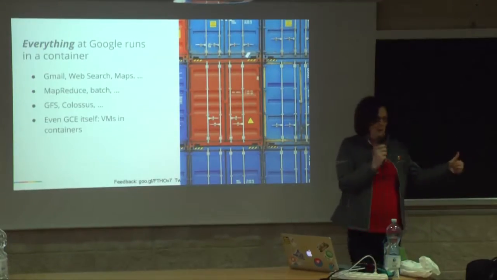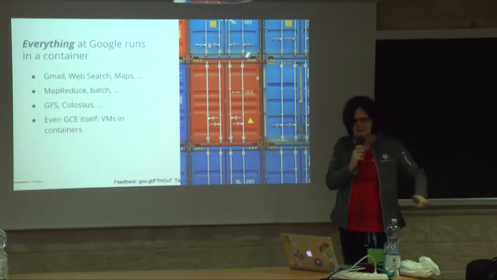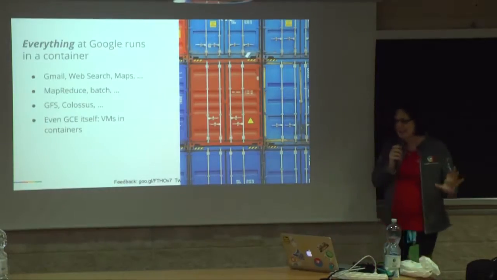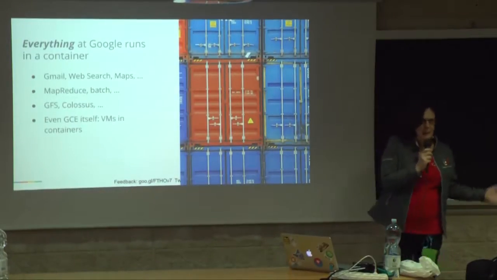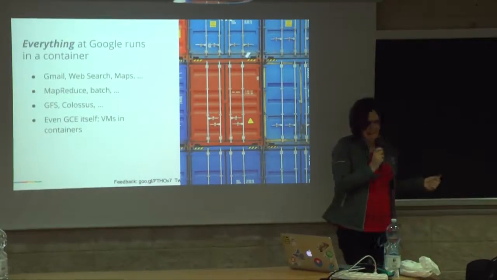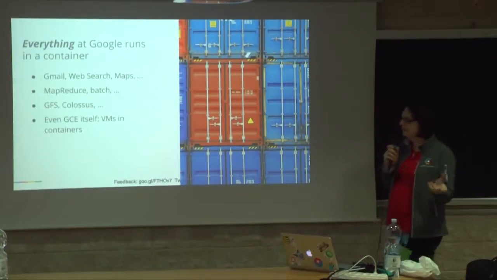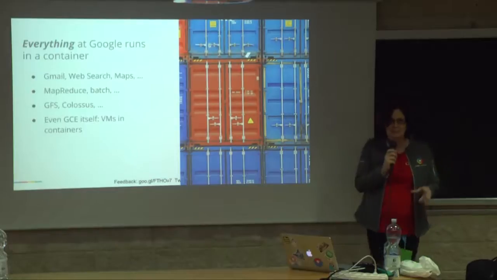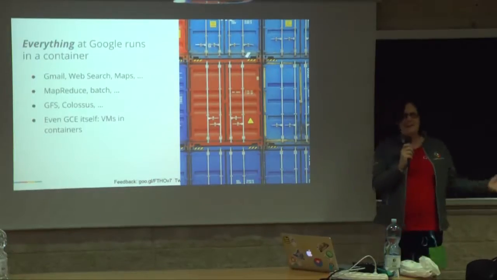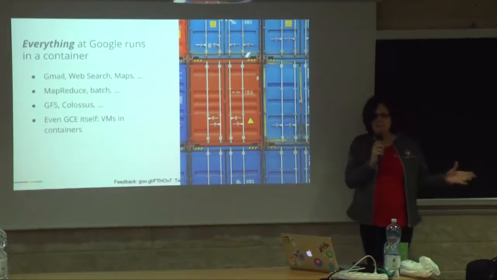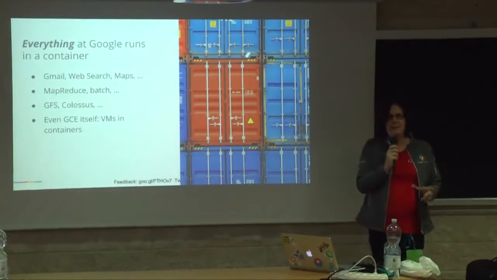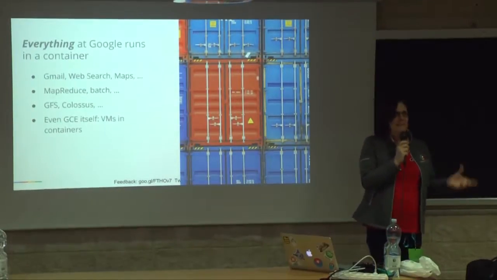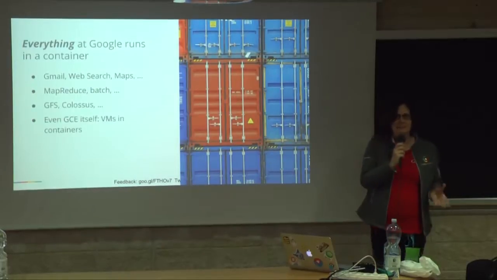That's Gmail, your web searches, every time you use Google to do a search, maps, things like that, all run in containers. When we run a map reduce, and when we run a batch job, it runs in a container. Google File System and Google File System version 2, which is called Colossus, they run in containers. Our virtual machines for Google Compute Engine run in containers, and they have nanny processes that are running in containers managing them. Everything runs in a container.